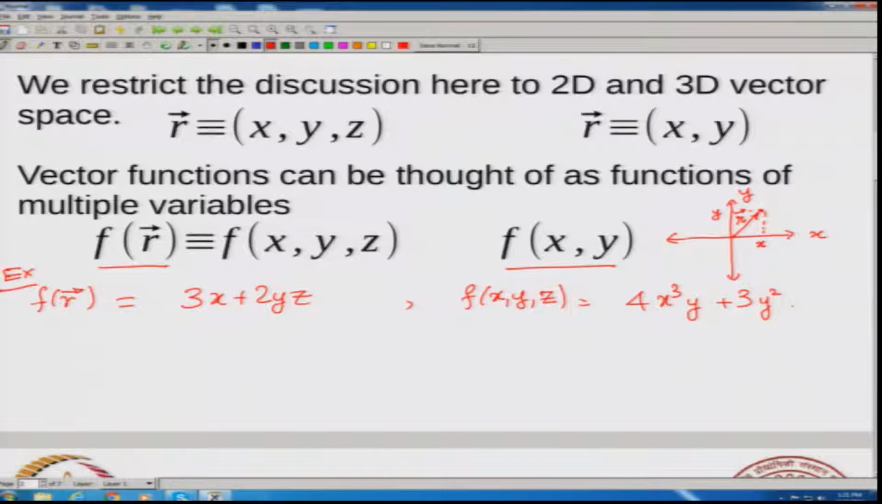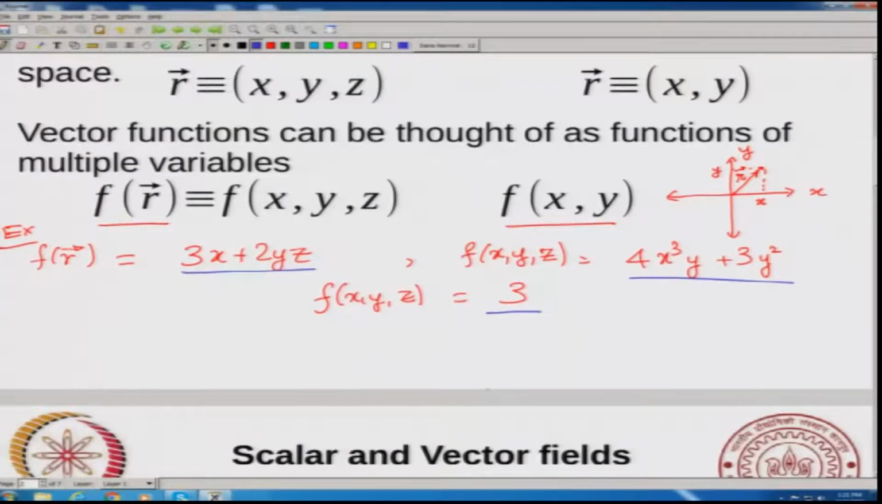You can also have a function of x, y, z that has no y dependence, or a function that has no x, y, z dependence. For example, even f of x, y, z equal to 3 is also a function of x, y, z. So, these three are examples of functions of vector. You can do this in many different ways, and the point is, whenever you have a function of many variables, you can think of it as a function of a vector.